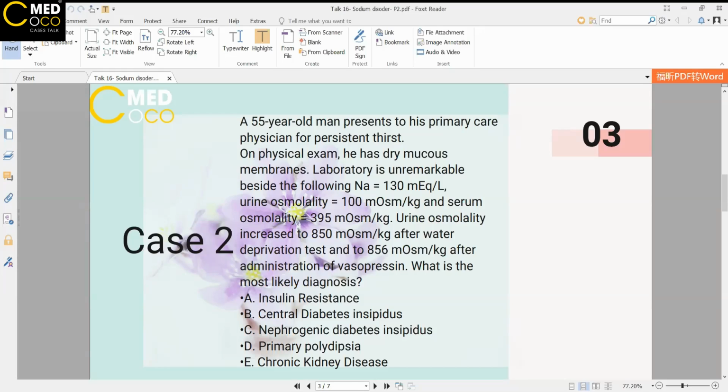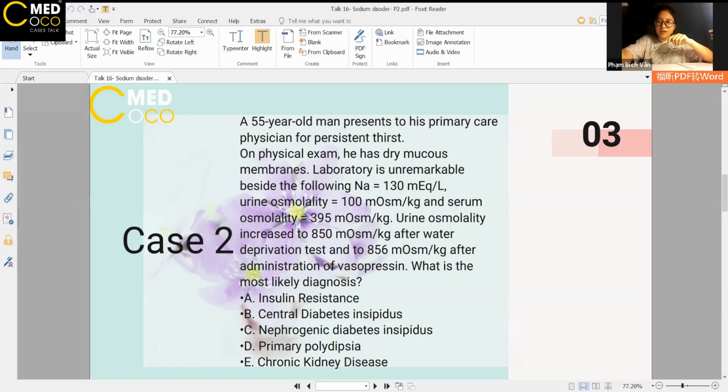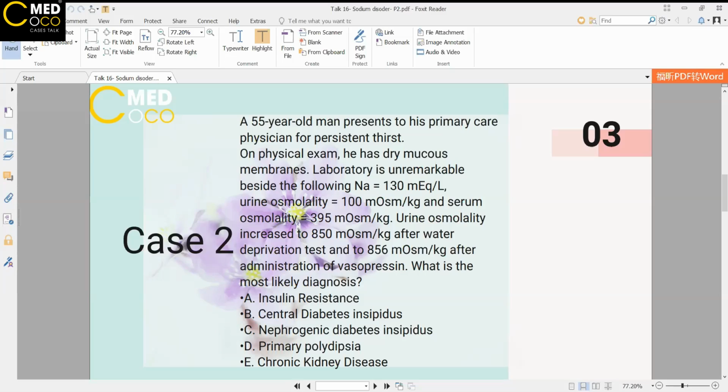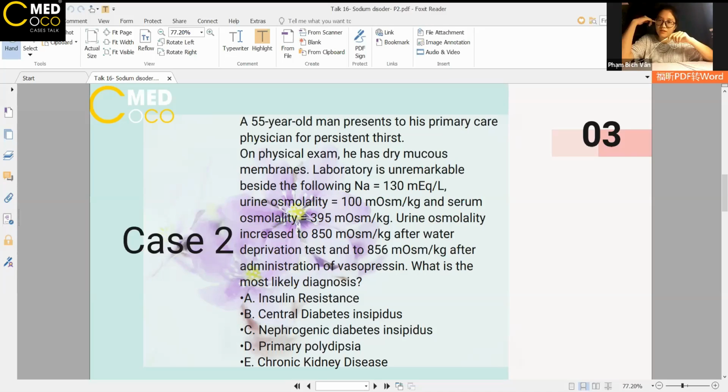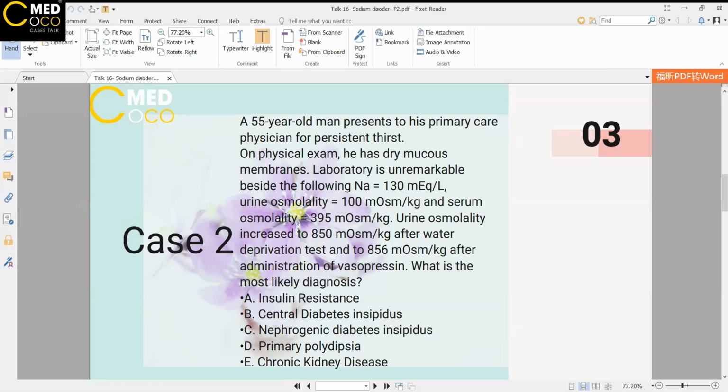A. Insulin resistance. B. Central diabetes insipidus. C. Nephrogenic diabetes insipidus. D. Primary polydipsia. E. Chronic kidney disease. Yeah, exactly. Good job.